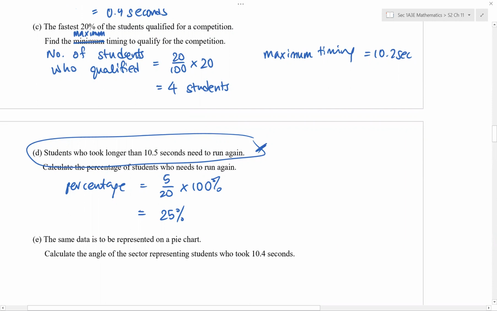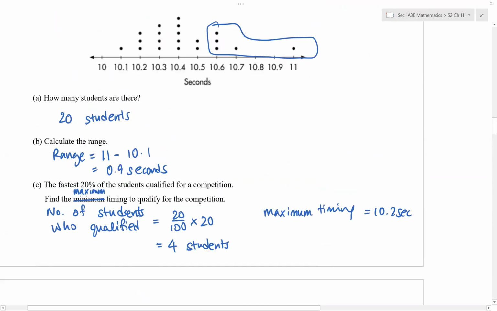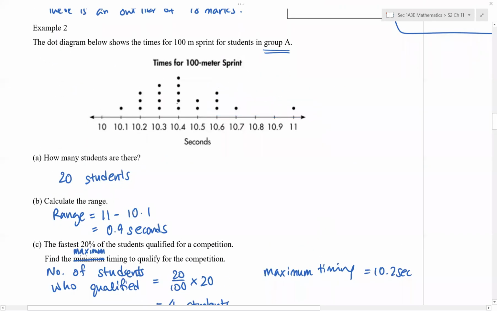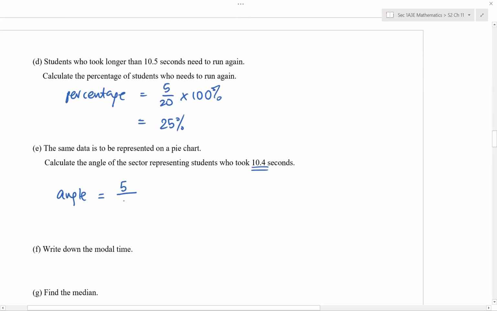Okay, now we have the same data presented on a pie chart. Find the angle of the sector representing students who took 10.4 seconds. Now for the angle for 10.4 seconds, how many students do we have? Let's count: 1, 2, 3, 4, 5. We've got 5 students who took 10.4 seconds. So the angle will be 5 students out of 20 multiplied by 360 degrees, because the total will be 360 degrees. So 5 out of 20 times 360 gives us 90 degrees. That is exactly 1/4 of the students.